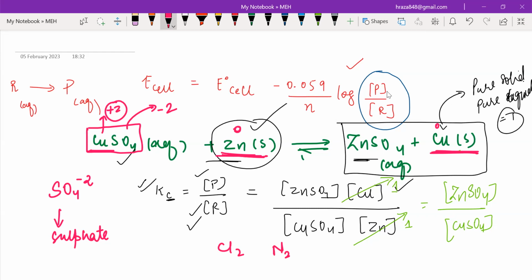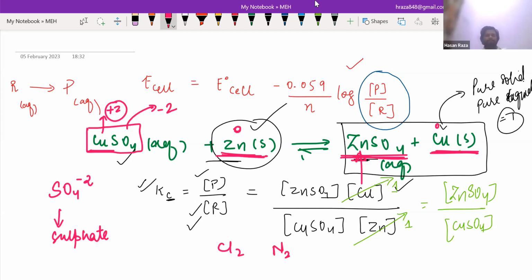Are you getting my point? Now come to this point, ZnSO4. Can you tell me the oxidation state of zinc? Apply the concept whatever I just told you in this procedure. Sulfate will be -2 and zinc will be +2.